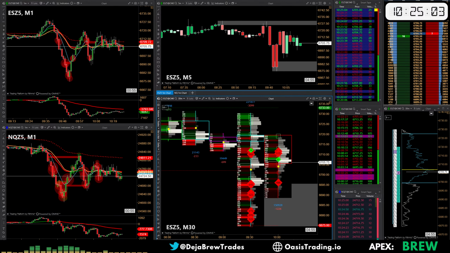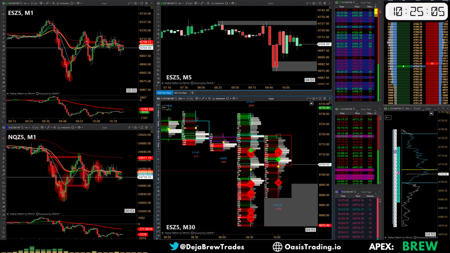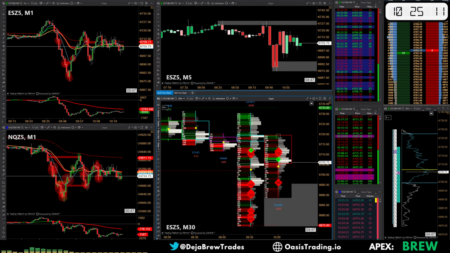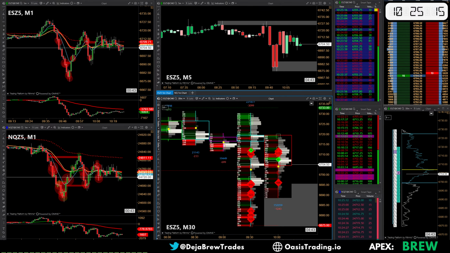Well, that's the thing about volatility. When it spikes, people don't always expect it, right? That's why it causes such a spike. Unfortunately, that is trading. That's never going to go away.